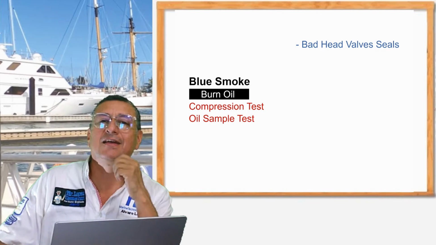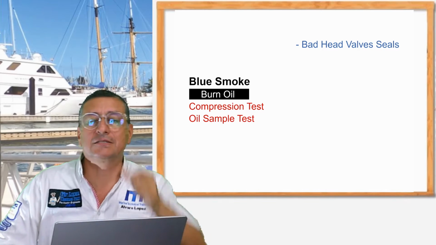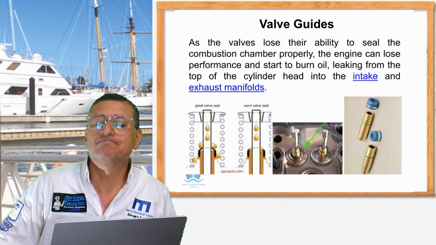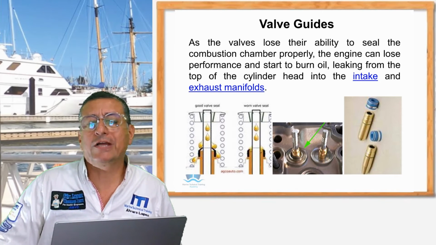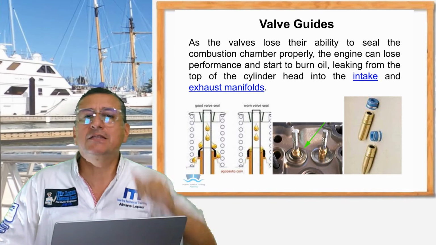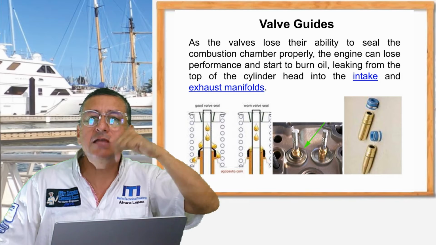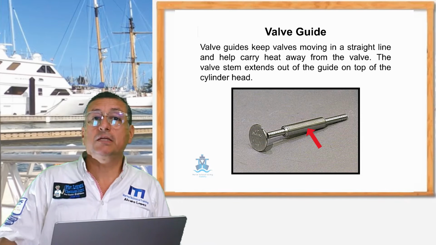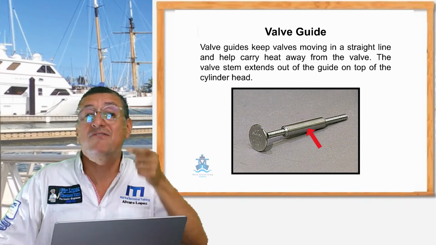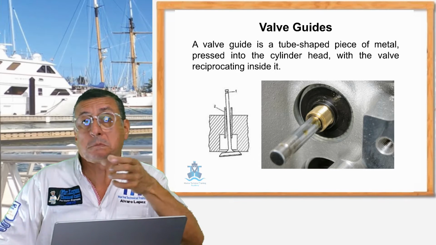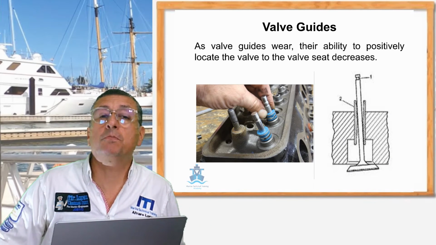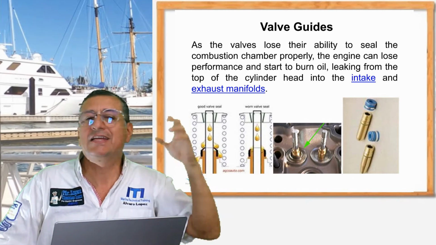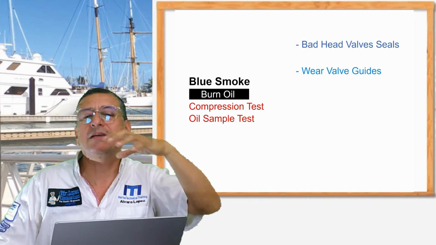Possibilities: bad head valve seals. You remember those seals on the head valves? Yes. If those seals are broken or damaged, the oil penetrates in between the valve and the valve guide, and the oil enters the combustion chamber, and immediately you have burned oil. This is one possibility. Of course, another possibility is that the valve guides have a lot of play between both of them, and the oil penetrates. That's another possibility. In general, oil in the combustion chamber is a problem in the head.